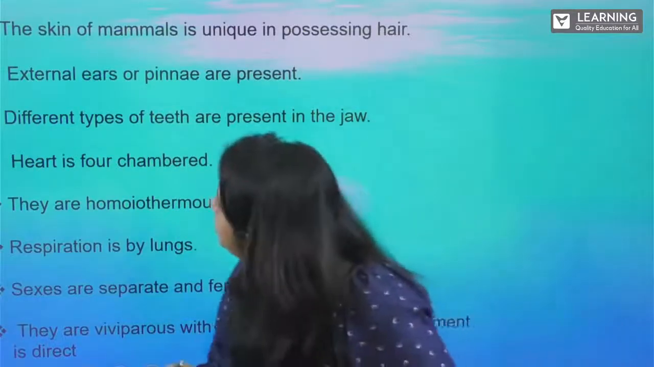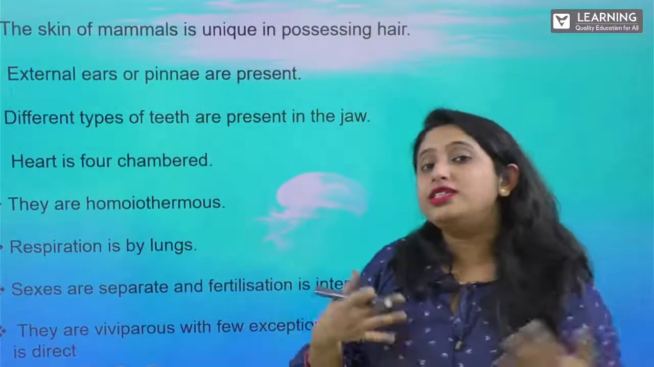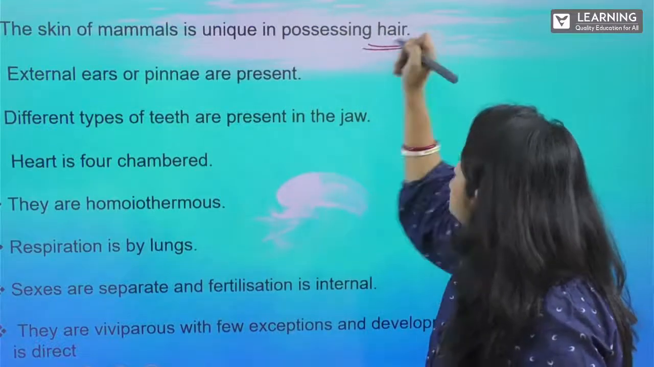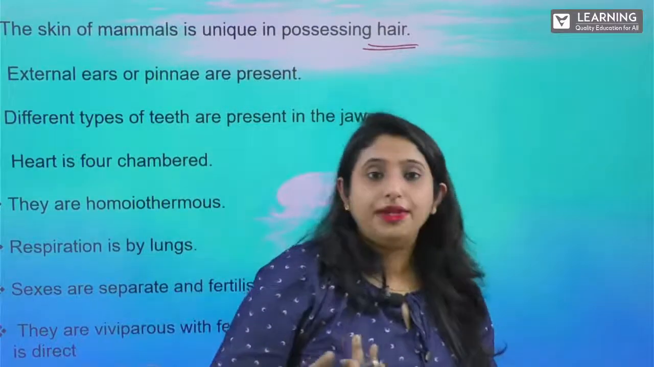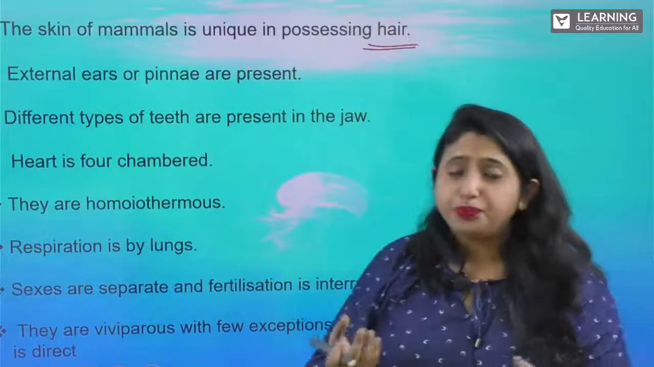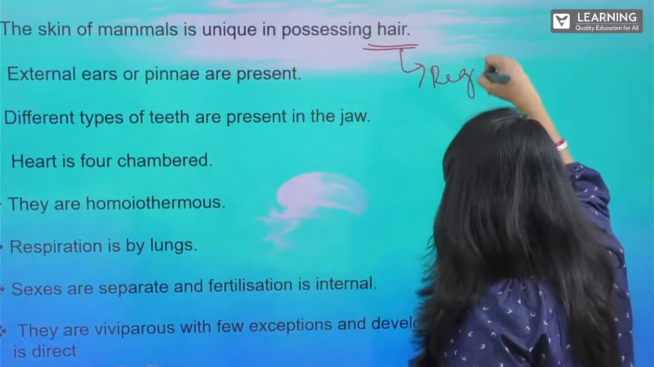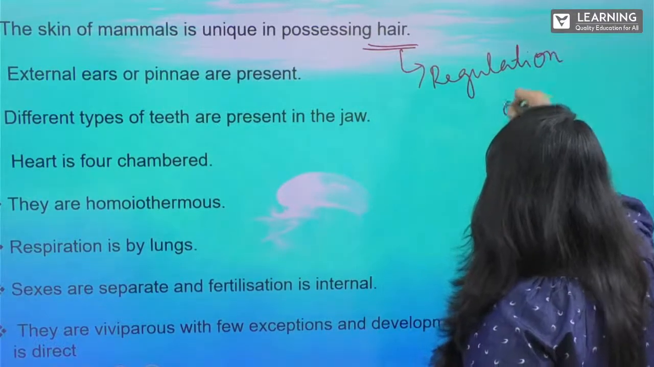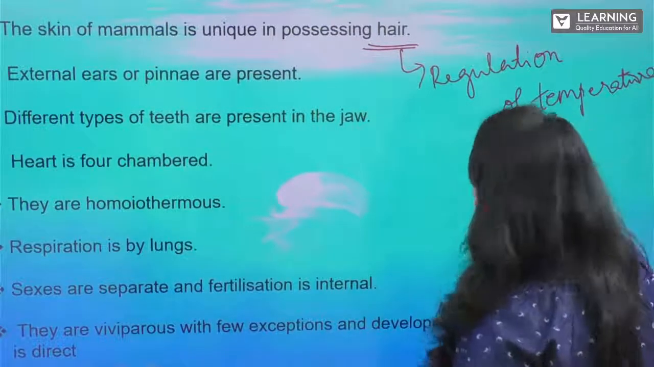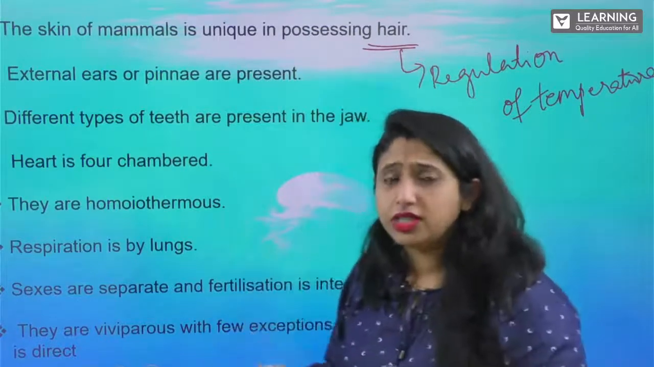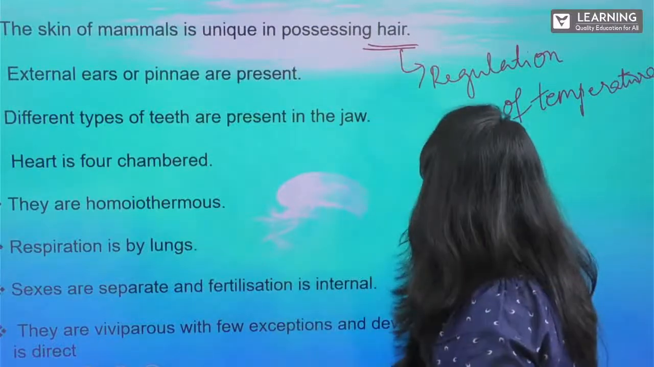Next is what? The skin of mammals is very, very soft and it has hairs, right? So what is the function of this hair? It helps to regulate the temperature. So in the body of mammals, like for example in the dog, you will see lots of hair, right? So what it does, it helps in regulation of temperature. And how is the body of a mammal? Is it very, very hard? No, right? It is very, very soft. The body of the mammal is soft.